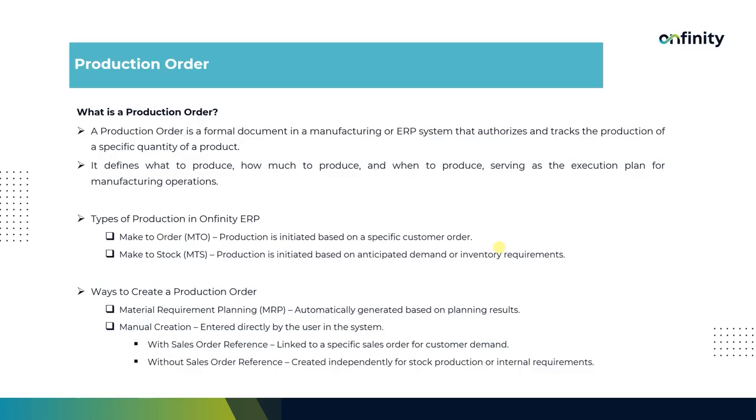Make-to-order, where production is initiated based on a specific customer order, and make-to-stock, where production is initiated based on anticipated demand or inventory requirements. There are different ways to create a production order.